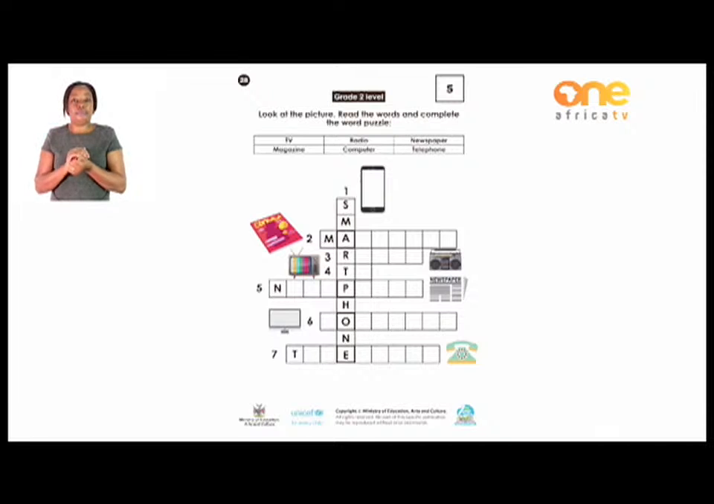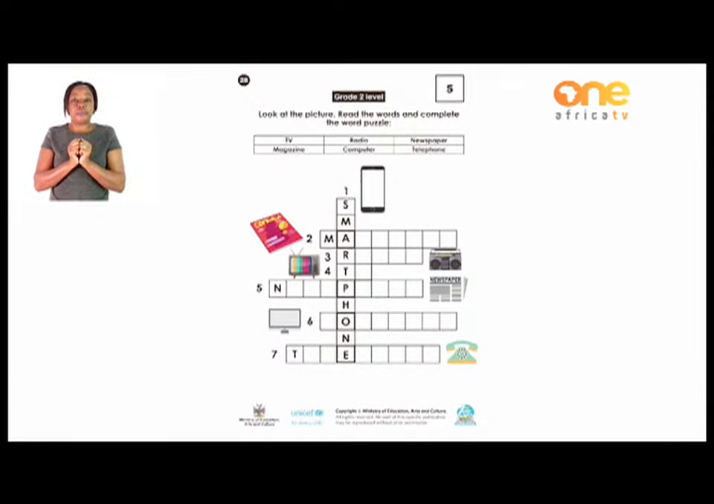Okay, so they have written it downwards for you, smartphone. Now, what about number 2? Look at this on number 2. It looks like it's a book. It also gives us information. We also get some information from there, some news, what happens in other places in the world or in our own country.